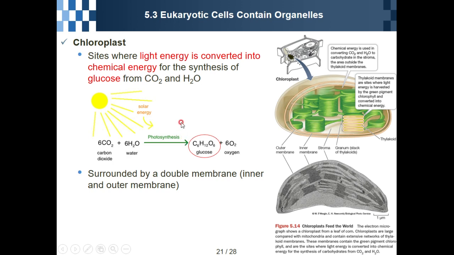Today we will cover the cell organelles. So a eukaryotic cell has membrane-enclosed organelles. One example is the chloroplast, which is also surrounded by a double membrane, like this.